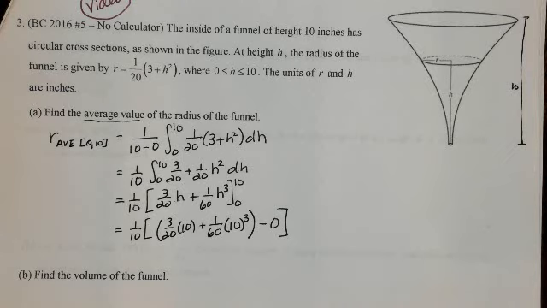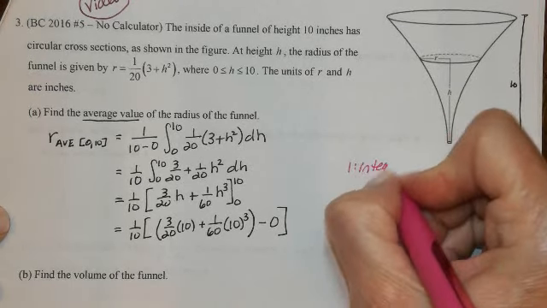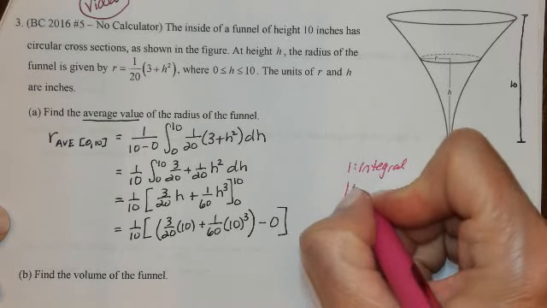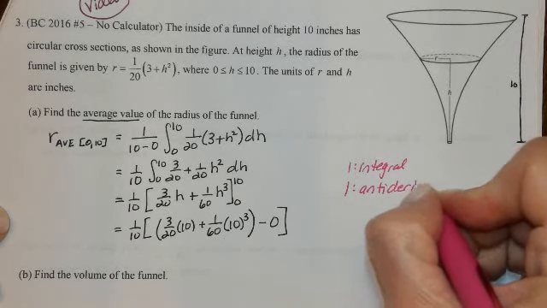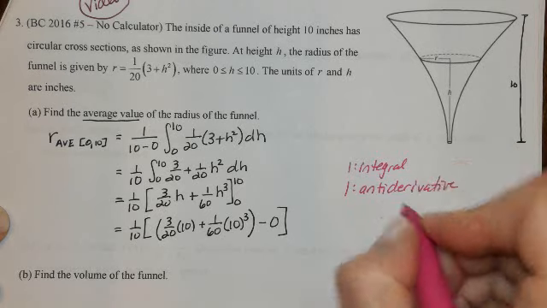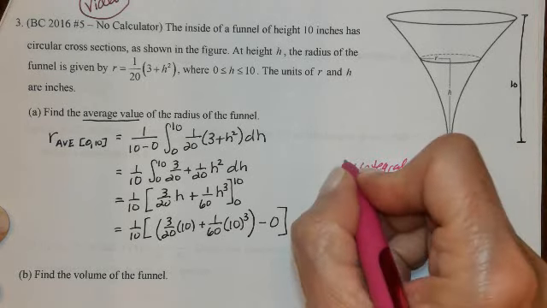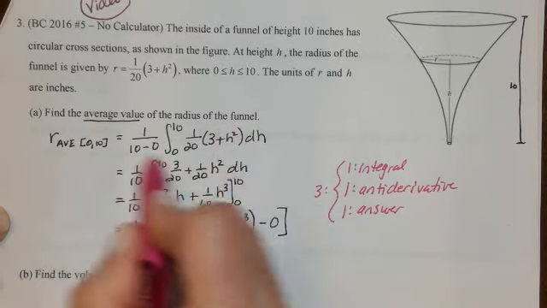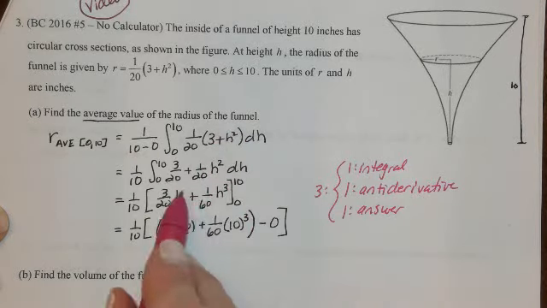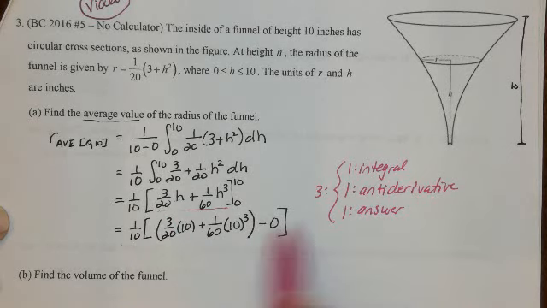Here's how they scored that. They gave 1 point for the integral, 1 point for the antiderivative, and 1 point for the answer. So 1 point for the setup for the integral, 1 point for the antiderivative, that's this part, and then 1 point for the answer.